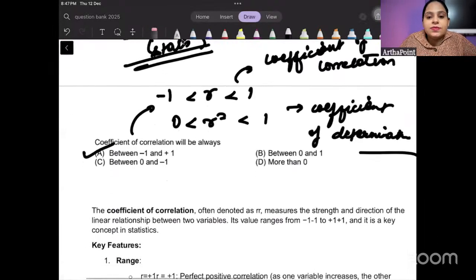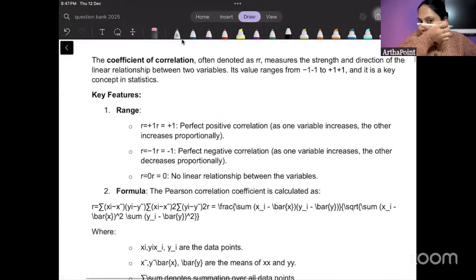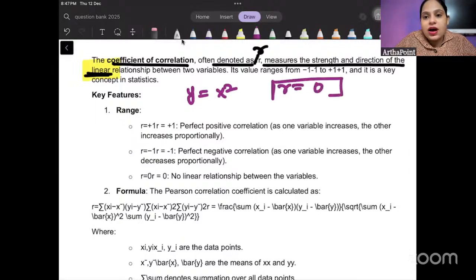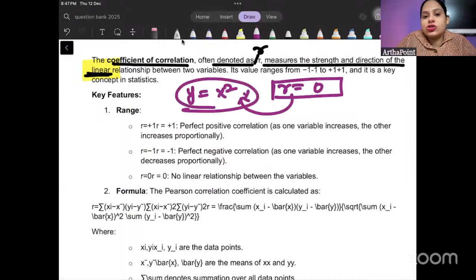That's correct. So I have given some explanation. The coefficient of correlation is denoted by R, measured as the strength and direction of only linear relationship. That is a very important point: correlation coefficient only measures the linear relationship. If I tell you y is equal to x square, then R will be 0. It cannot measure non-linear relationships. It can only measure linear relationships. And it varies between -1 to 1.